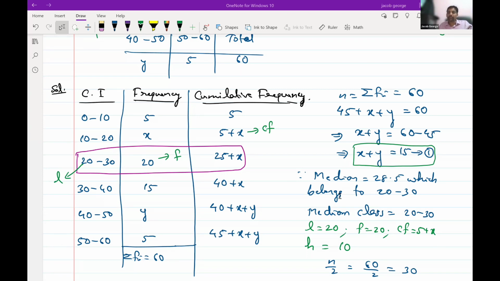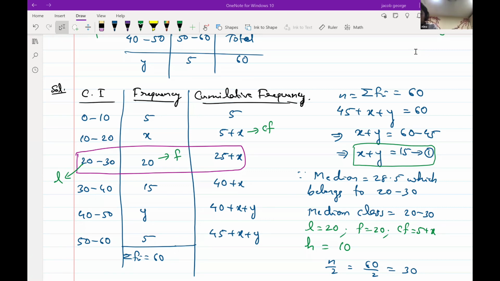Here, sigma Fi is given 60. Last cumulative frequency is 45 plus X plus Y. So that is equal to 60. Last cumulative frequency is our sigma Fi. Clear? So from there we get the first equation. X plus Y is 60 minus 45, that is 15. X plus Y is 15. Is that clear? Formation of the first equation, is it clear? Everybody understood? Yes, sir. Everyone understood.